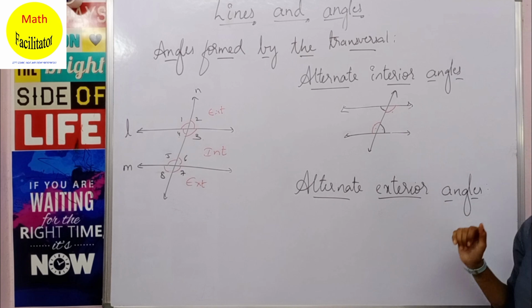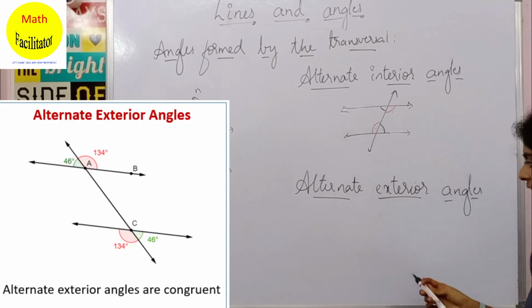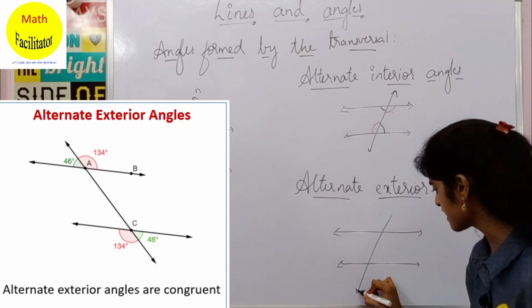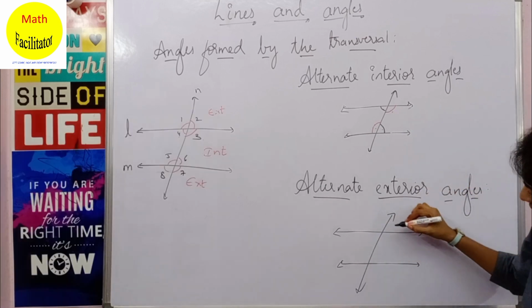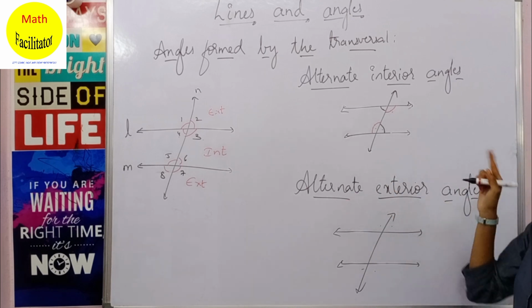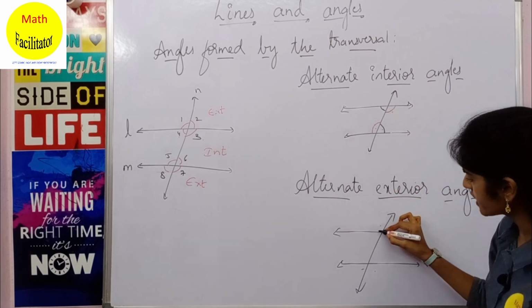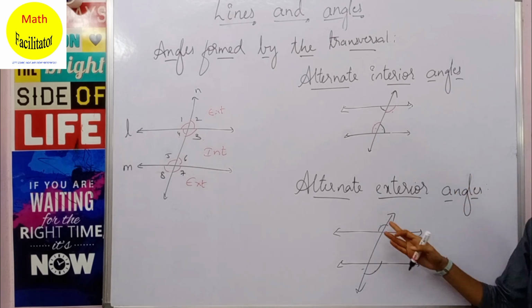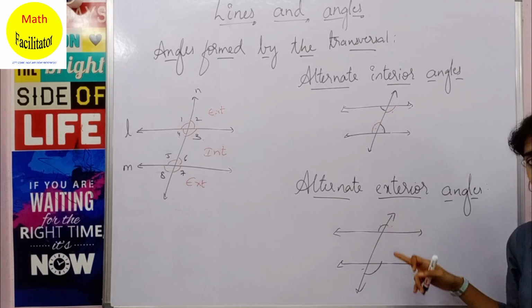Clear? Now let us talk about alternate exterior angles. Suppose now these are the 2 lines and this is the transversal. Exterior angles are nothing but these 4 angles. Now you want alternate exterior. Similar thing: alternate means if one angle is on one side, the other will be on the other side. So these two angles are called alternate exterior angles.